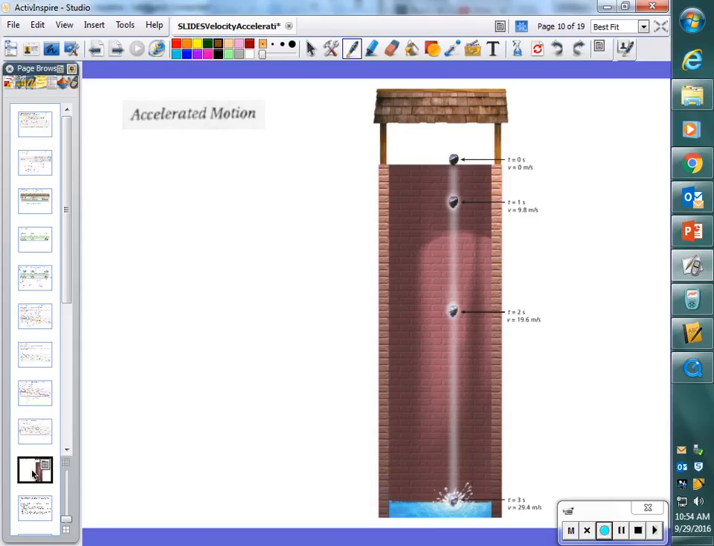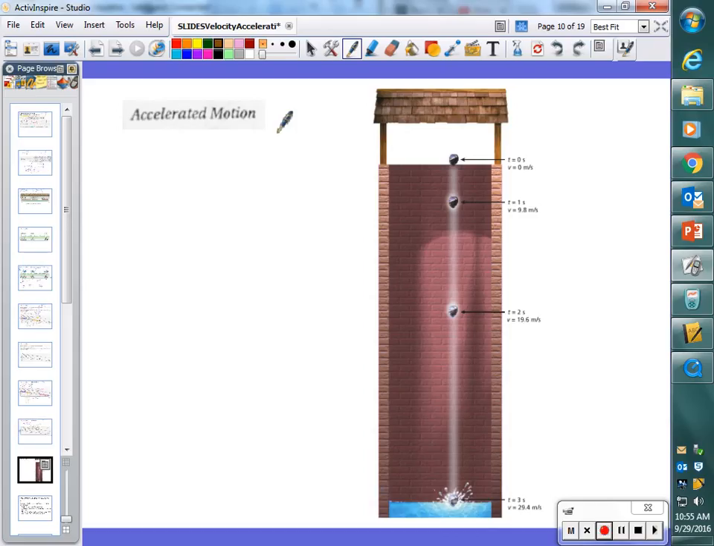You have to give me data to support that claim. If you look at the velocity values, the instantaneous velocity keeps going up, right? So that means the velocity is changing. It's accelerating. More specifically, what is the acceleration of this object as it is falling down the well? 9.8. Do you have data to support that, or do you just know that gravity causes an acceleration of 9.8?